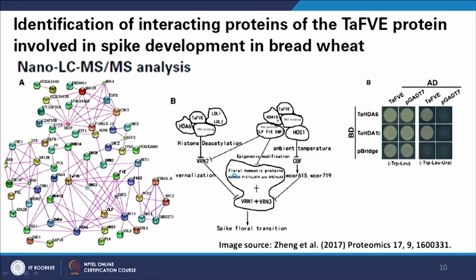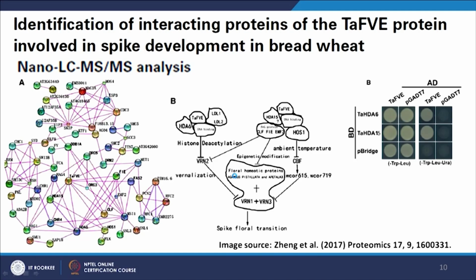This is an example of pull down followed by mass spectrometry. I will not go into the detail, but I want to tell you that you can do this at the global level. You can tag a protein, use an antibody against the tag, do the pull down, and then identify all the proteins through mass spectrometry at the global level, to identify all the proteins which are interacting with a particular protein.